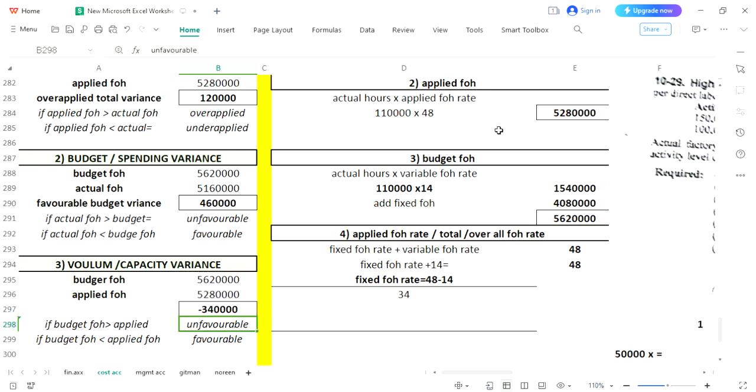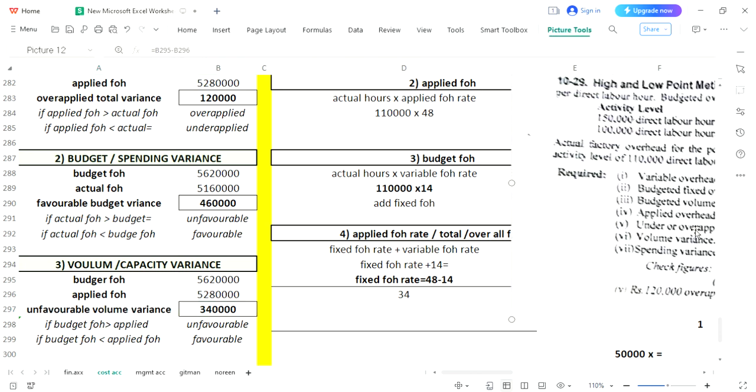We actually want to avoid the minus sign. So what you will do: 56,20,000 your budget FH, and you will subtract your applied FH which is 52,80,000. So you have got 3,40,000 as your volume variance. Time to calculate the conclusion. We will be focusing upon budget. Our budget is 56, applied is 52, budget is more, which will not be in our favor. So we will conclude as unfavorable volume variance, which is 3,40,000.